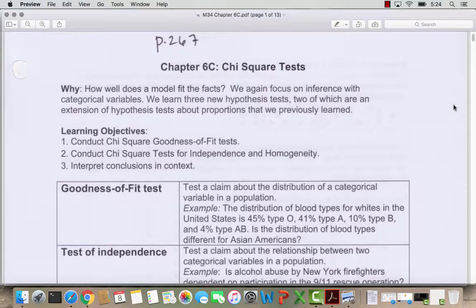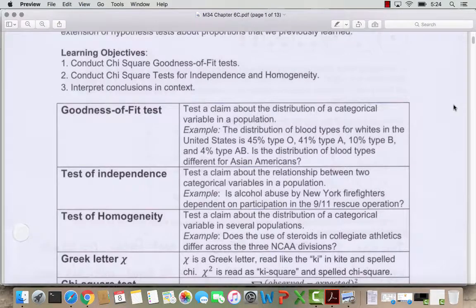Chapter 6C, chi-squared tests. We're going to look at models with more than two proportions. So we're going to see how we can compare if there's a difference between three or more proportions. And we're going to learn three new ways of thinking about hypothesis tests. So take a minute and read through our why and learning objectives and the vocabulary.